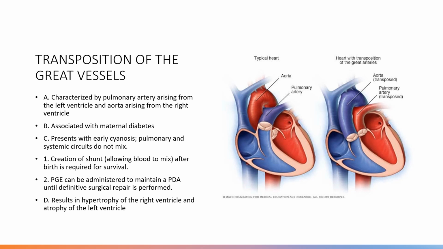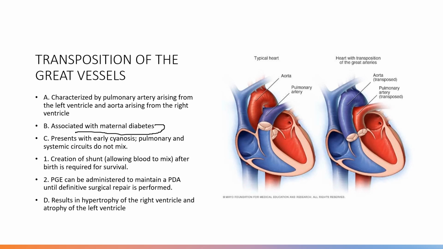Transposition of great vessels. As we all know, we have only two great vessels in our body: the aorta and the pulmonary artery. Normally the aorta arises from the left ventricle, and the pulmonary artery arises from the right ventricle. But in this case it is reversed. The pulmonary artery arises from the left ventricle, and the aorta arises from the right ventricle. It is associated with maternal diabetes. This is very high yield. You should remember this one.